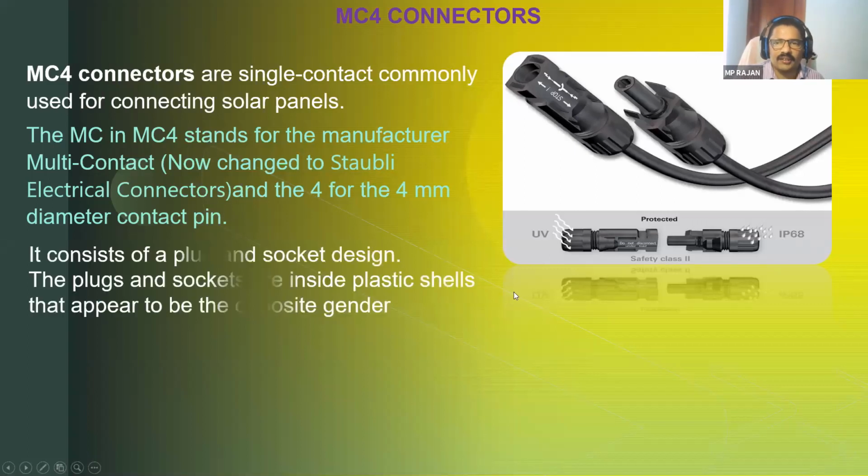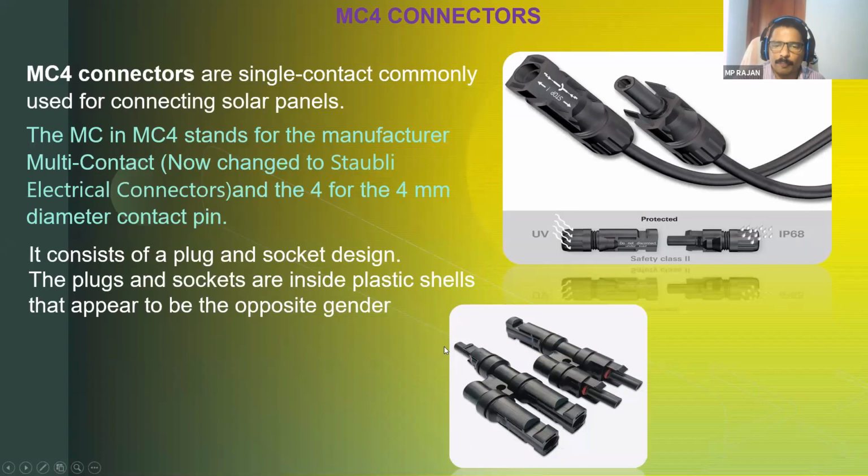You can say it is a plug and socket type. Normally in our wall we are using the plug and socket method, and this is also a plug and socket method. It has two genders, male and female, a male pin and a female. Normally if you want to extend the cable or connect two solar modules in series, we use this type of cable.